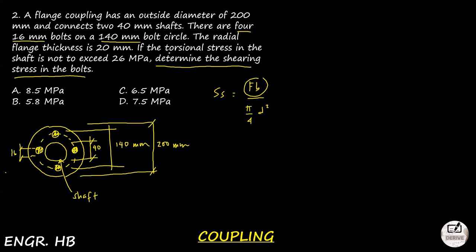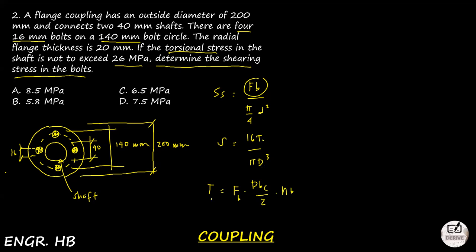So merong given na torsional stress in the shaft of 26 megapascal. We all know that the torsional stress for the shaft is 16T over pi D cubed. So bakit kailangan natin si torsional stress ng shaft? Kasi doon natin makukuha yung torque. And in order for us to get FB, which is the individual load per bolt, we all know that the torque of the assembly is equal to force times radius, or force times DBC divided by 2 times the number of bolts, provided that your F here is the individual load per bolt.